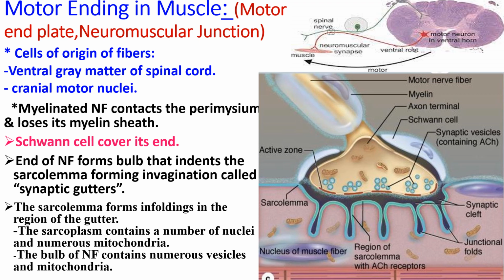It indents the sarcolemma of the muscle fiber, and at the area of this indentation, the plasma lemma or the sarcolemma forms several infoldings, and the sarcoplasm contains numerous mitochondria and numerous nuclei.